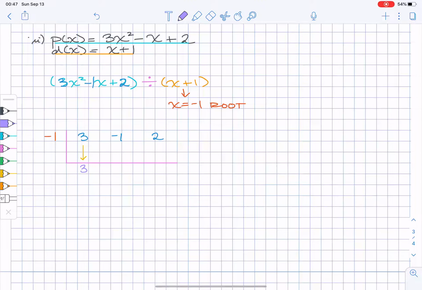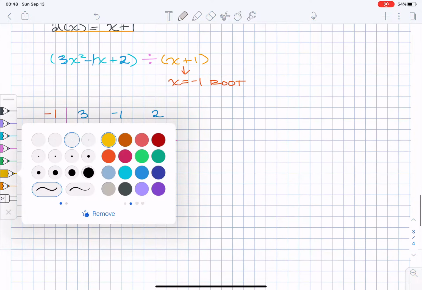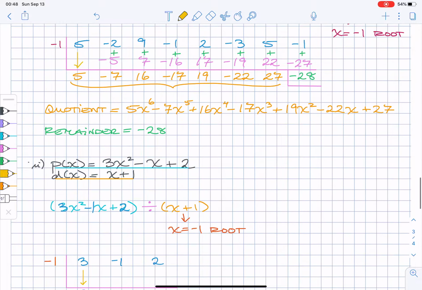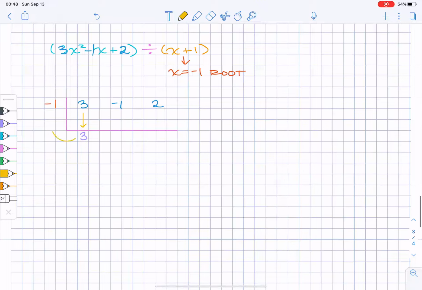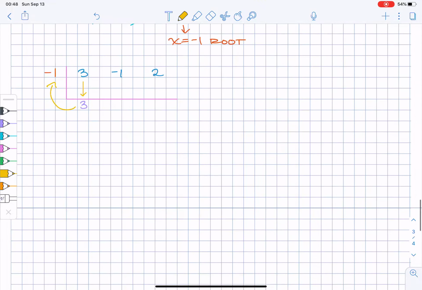So we drop down the 3, and we start. Okay, we're going to start by multiplying. So 3 times negative 1 is going to be negative 3. Put that in the next column and add this column together. So negative 1 plus negative 3 is negative 4, and then we start again.